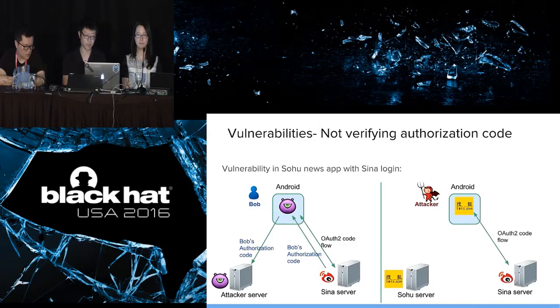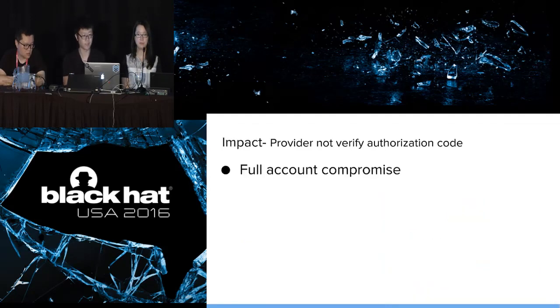Then, similar to what we had before for the implicit flow, the attacker logs into Sohu News with the attacker's account. Then Sina is going to send back the attacker's authorization code. The attacker intercepts the request and changes it to Bob's authorization code, and Sohu News is going to send Bob's authorization code to Sina and gets Bob's access token. Now the attacker gets full control of Bob's Sohu News account. This is basically the same outcome as the implicit flow impersonation attack.